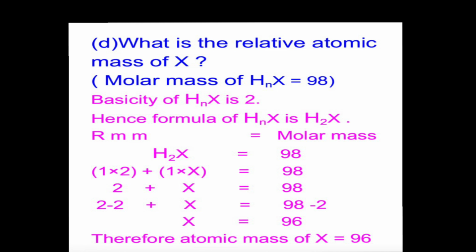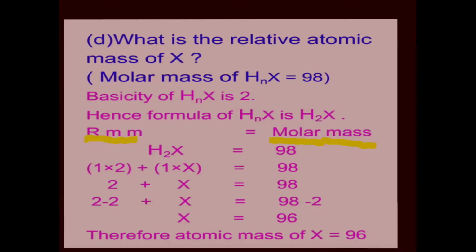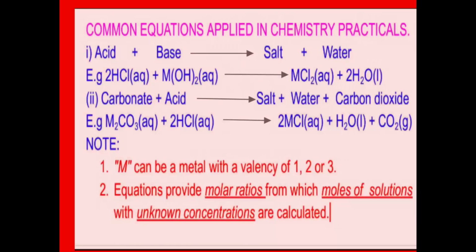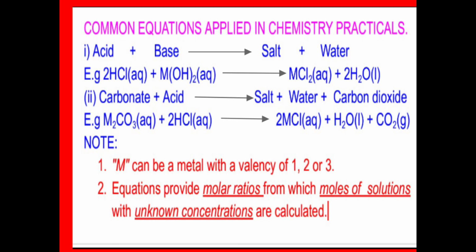So we shall compare the relative molecular mass with the molar mass. Relative molecular mass simply means we calculate the total of the atomic masses, then we shall be able to compare it with the molar mass, which is 98. If we try to calculate, we are going to come up with this answer where X is equal to 98. Okay, sorry, it is 96. X is 96. We have already seen it.